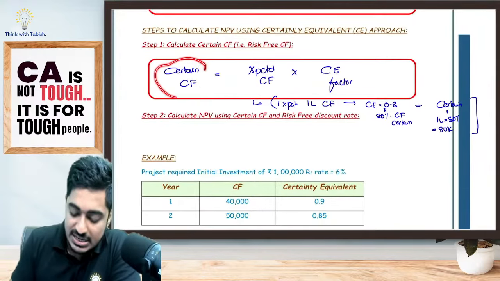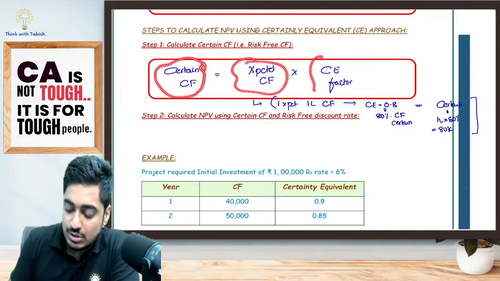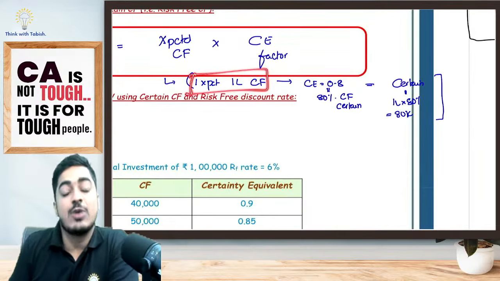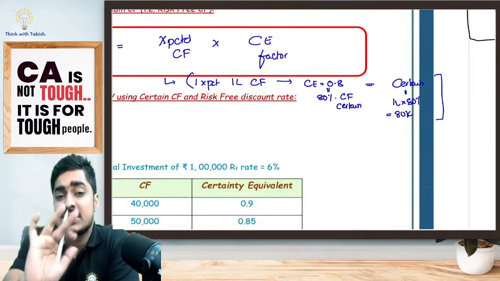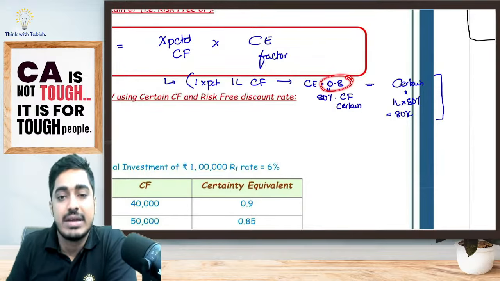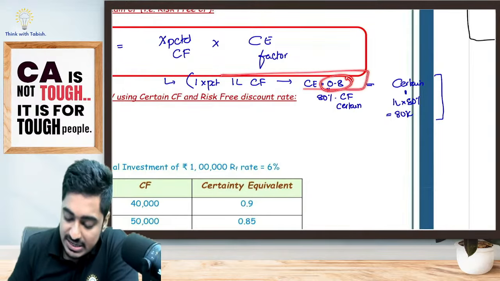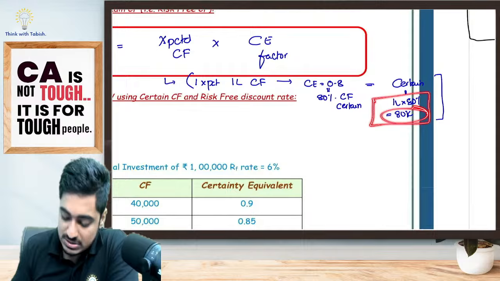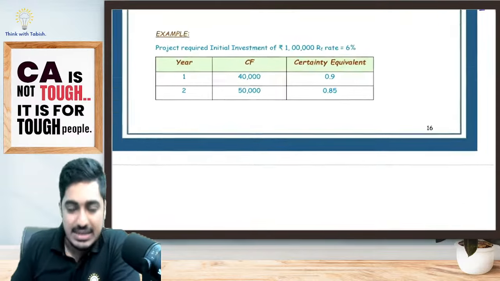So look at this. How do I calculate certain cash flow? It is nothing but the cash flow into the certainty equivalent factor. Simple. Next year I'm expecting 1 lakh cash flow. I'm asking how much percentage is certain. I'm telling 0.8, 80% is certain. That means what is my certain cash flow? 1 lakh into 0.8, which is 80,000. Is this clear, everyone?